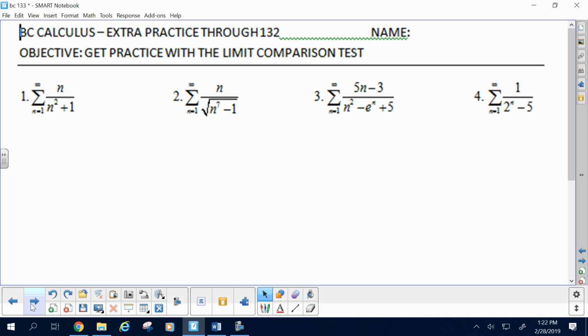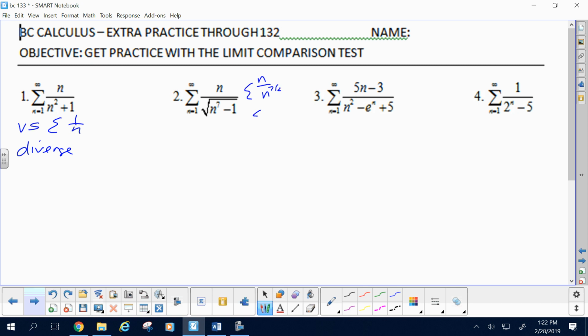So, did you compare this to 1 over n and find that it diverged? Yes? Obviously, it requires more work than that, but you get the idea. This is like n over n to the 7 halves, which is 1 over n to the 5 halves. So that's what I compared to. That then converged, yay? All right, this one was a bit of a humdinger. What did you compare it to?